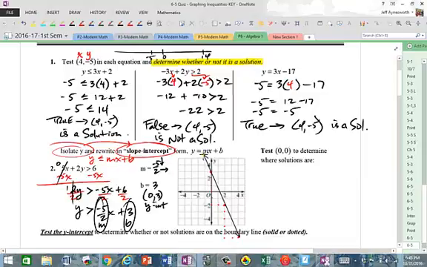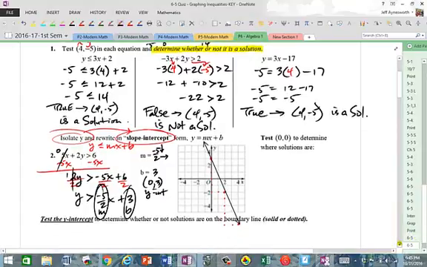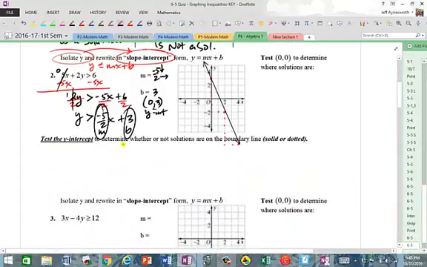The question is, is it solid or dotted? So let's take a look at this. Let's go right here. Test the y-intercept to determine whether those solutions lie on the boundary line. What I just drew is the boundary line. Now right here, this is 0, 3. That's my y-intercept. Is that a solution? Should solutions be on the boundary line?